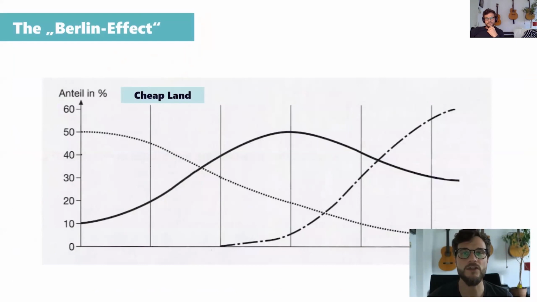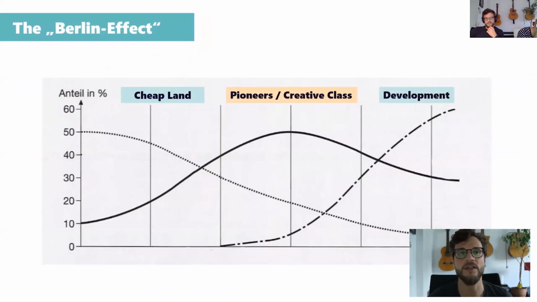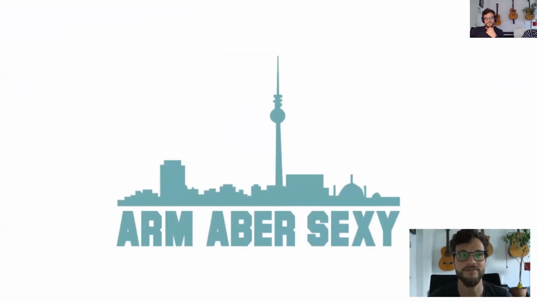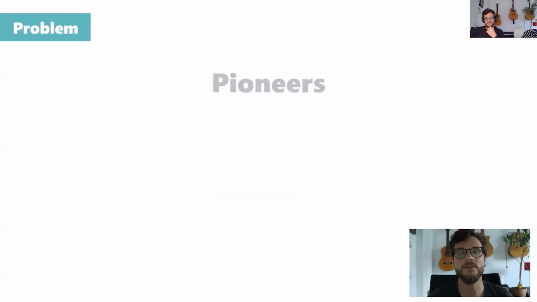First, you start with a structurally weak neighborhood which has low land prices. Then you get an influx of young creatives, so-called pioneers, which start new projects and initiatives, which then sparks a continuous self-enforcing process of improvement in the area. And all of a sudden, Berlin is still poor, but sexy. So what's the problem with this Berlin effect?